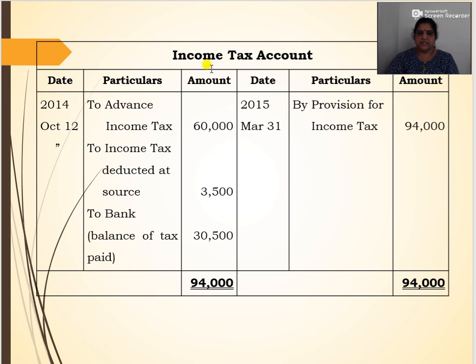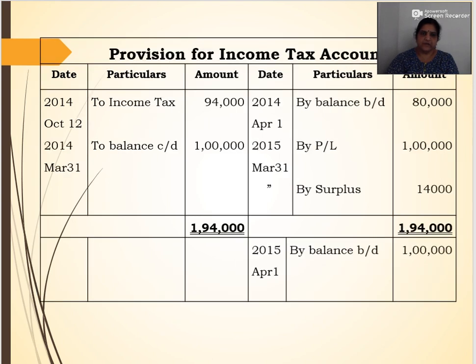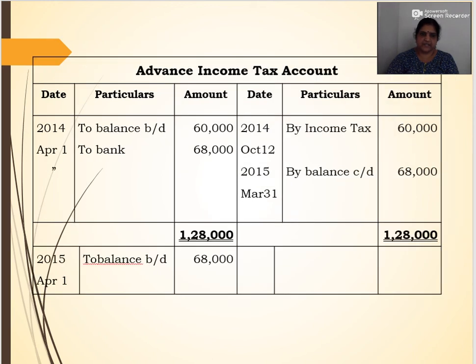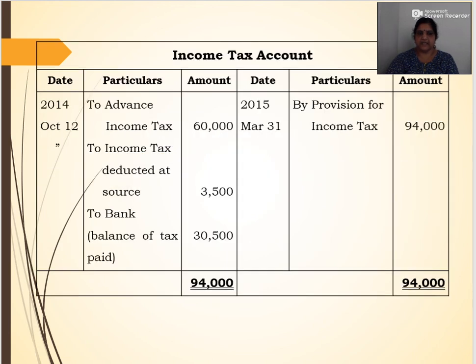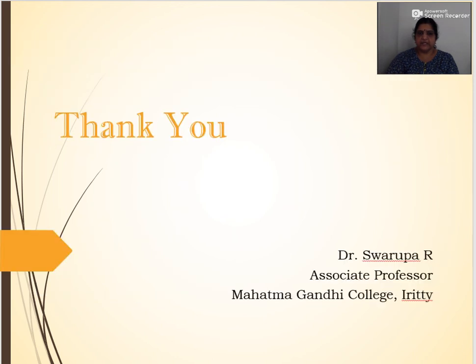So these are the 4 accounts which you have to prepare based on this question. One is the provision for income tax account, then comes the advance income tax account, then the income tax deducted at source account, and also the income tax account. Okay, so hope it is clear to you. Anyway, thank you.